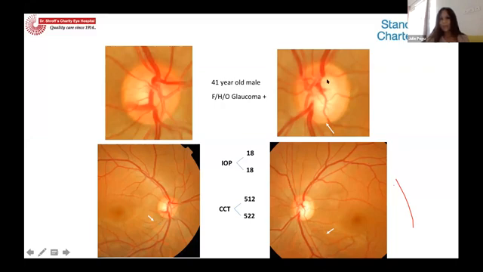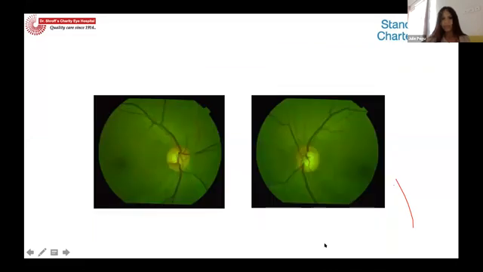On the other hand, the left eye has more cupping than the right eye. It's around 0.7:1, and there's thinning happening inferiorly. And when you look at the RNFL, you see that superiorly it is okay, but inferiorly you see a wedge defect. So similarly, it is being shown here.